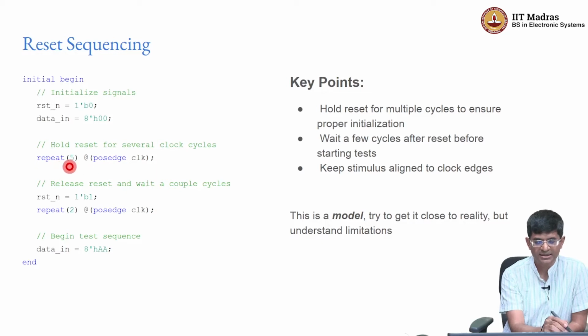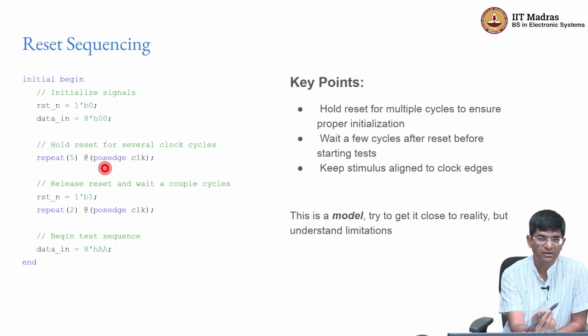All that it says is this, just an at passage clock without anything else, basically says create an event at the next positive edge of the clock. That's if I did not have this repeat 5 over here, just the add passage clock. What the add passage clock means is create an event at the next positive edge of the clock, wait until that event and then proceed further. So it's another way of writing wait for passage clock, right?